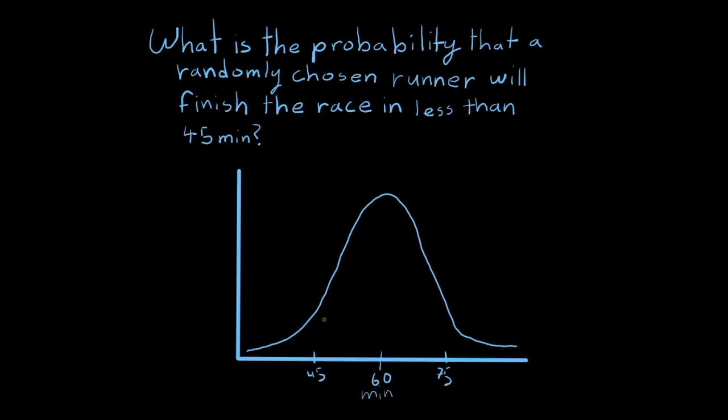And I thought, well, this is going to be a really easy question. 45 minutes, how long did it take? Well, I'll just find 45 minutes here. I'll just find where the line intersects the graph and go across. And well, this must be the probability right here.